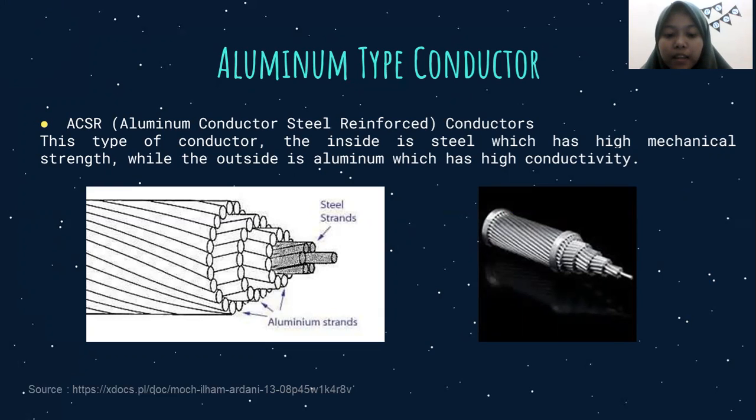The first is ACSR conductor, or aluminum conductor steel reinforced. In this type of conductor, the inside is steel which has high mechanical strength, while the outside is aluminum which has high conductivity. So inside of this conductor there is steel which has high mechanical strength, and the outside has aluminum which has high conductivity.